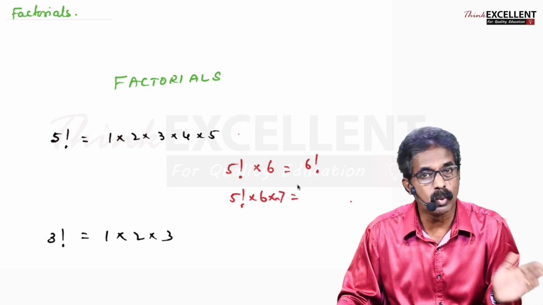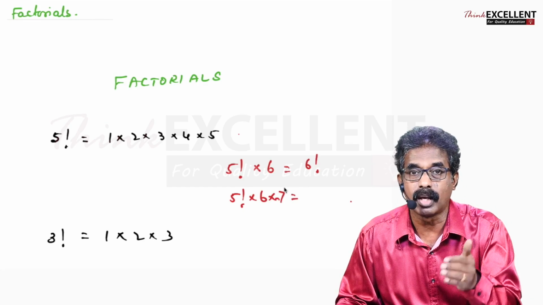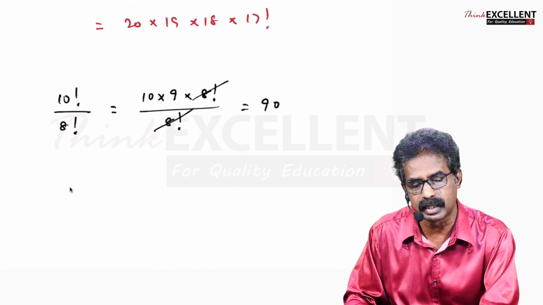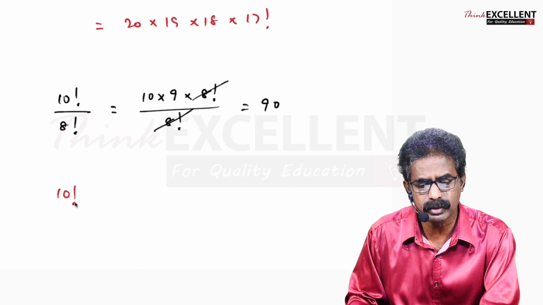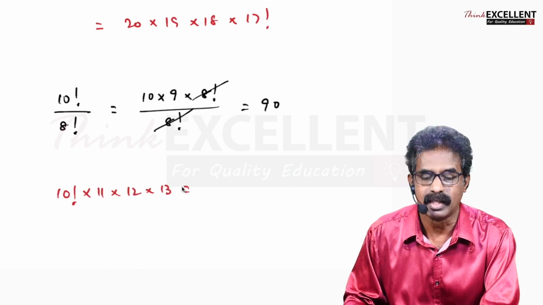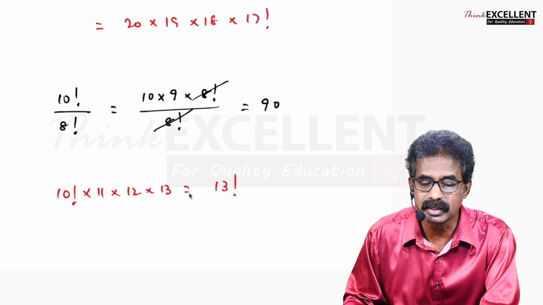5 factorial into 6 into 7. So 5 factorial means 1 to 5. Then in addition to that you have 6 and 7. Then your answer is what? 7 factorial. So please listen here. 10 factorial into 11 into 12 into 13. What's your answer? 13 factorial, because continuity is there, right?